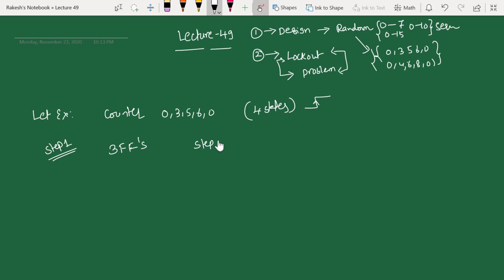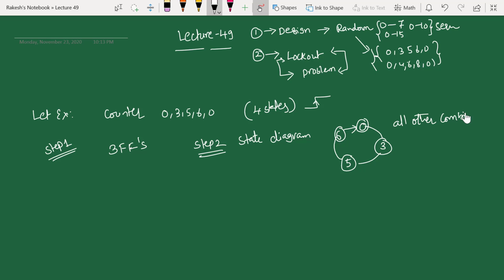Step number 2, you are supposed to write the state diagram. Since the state diagram is already defined, you are supposed to start with your flip-flop output 0, and it is supposed to go to 3, then it should go to 5, then it should go to 6, then it should go to 0. This is the counting sequence. All other combinations I am considering as don't care. We will see why I am considering this condition later.